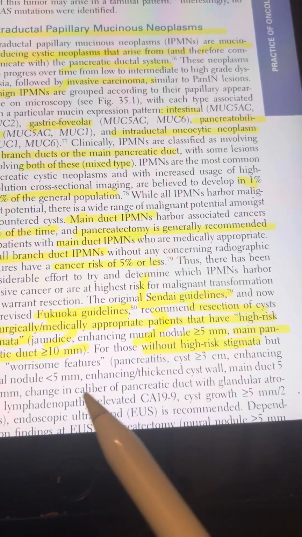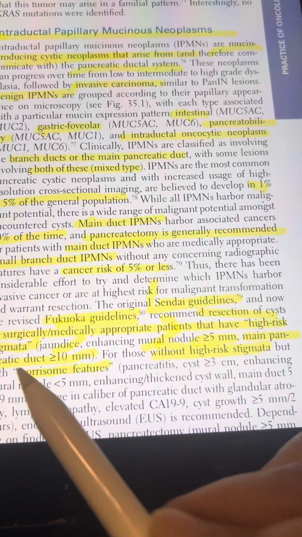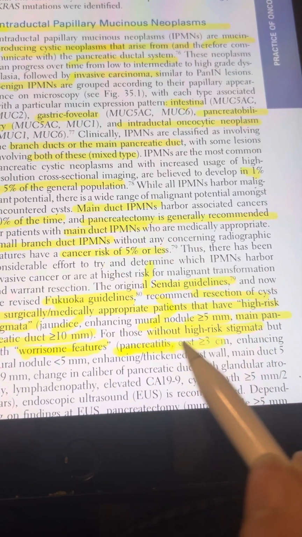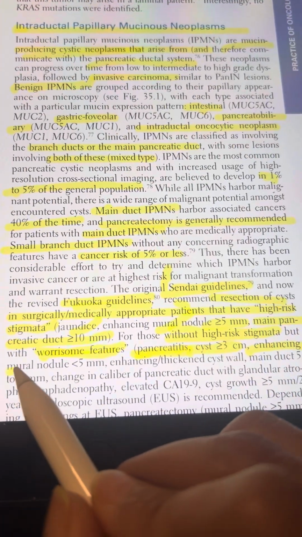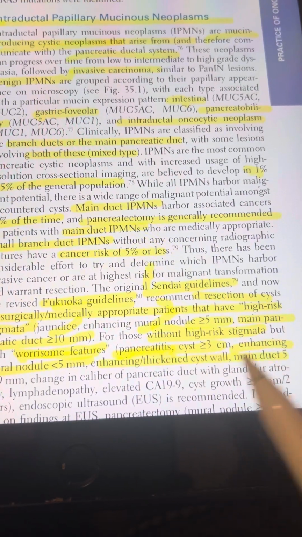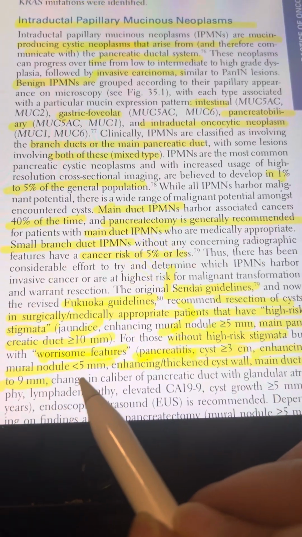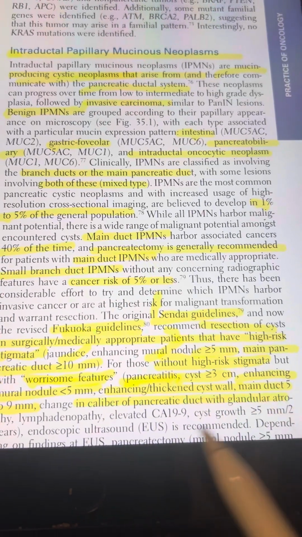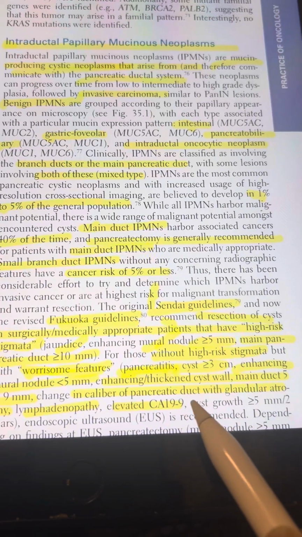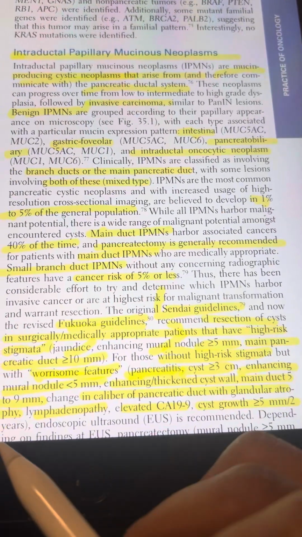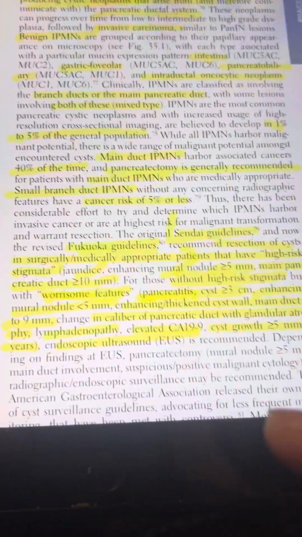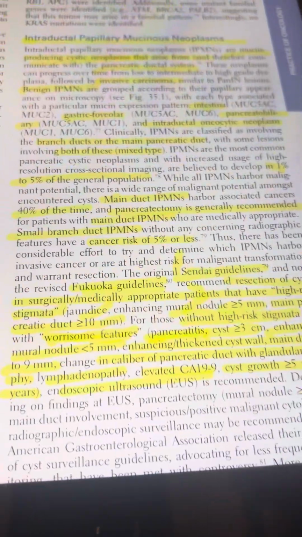And for those without high risk stigmata but with worrisome features, the worrisome features are pancreatitis, cyst more than 3 centimeter, an enhancing mural nodule of less than 5 mm, enhancing thickened cyst wall, main duct 5 to 9 mm, change in caliber of the pancreatic duct with glandular atrophy, lymphadenopathy, elevated CA19-9, and cyst growth more than 5 mm in 2 years. EUS is recommended.